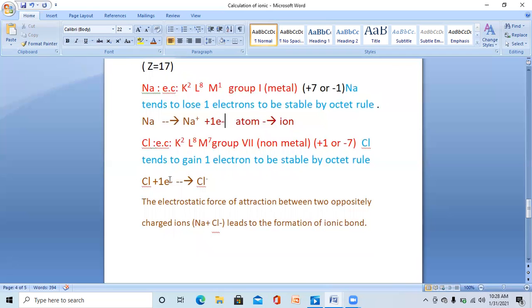Now for Cl, Cl tends to gain 1 electron to be stable by octet rule. So if I want to write the ionic equation, Cl turned into Cl minus. Right? Since it tends to gain 1 electron, a negatively charged ion is formed due to the gain of electrons. So since Cl tends to gain 1 electron, the Cl ion is Cl minus 1. So Cl atom is Cl, put the arrow, the ion is Cl minus.